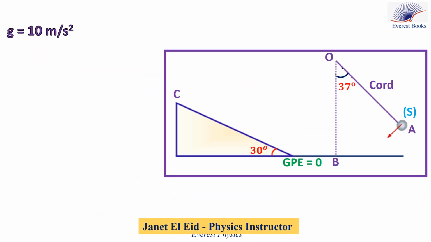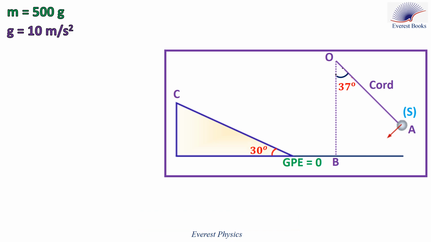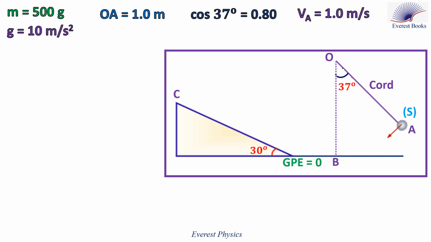A pendulum is composed of a particle S of mass 500 grams attached to the end A of a massless inextensible cord OA of length 1 meter. The other end of the cord is attached to a fixed point O. The pendulum is shifted from its equilibrium position by an angle of 37 degrees, and then S is given at time 0 an initial velocity perpendicular to the cord and of magnitude 1 meter per second.